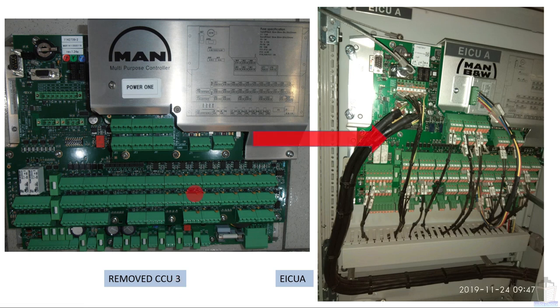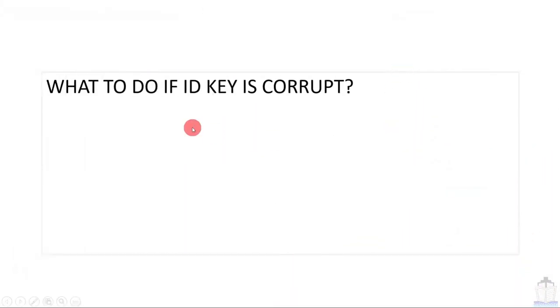Have you got my point? But when I fix this CCU 3 in place of EICU A and connect this dongle, this CCU 3 will become EICU A. I hope you understand how the MPC identity is changed with the help of this dongle key. Now moving to our next topic, what to do if the ID key is corrupt, because as I have told, the ID key is not kept on board as a spare. So if the ID key is corrupt, what will we do?